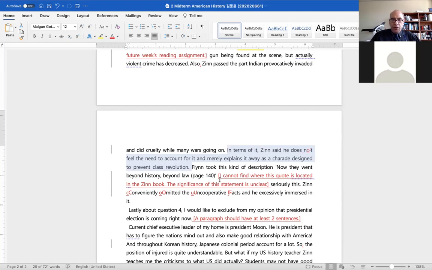Yeah, and I couldn't find where Zinn says that on page 140. Right, I cannot find where this quote is located in the Zinn book, and I'm not certain what you mean by this. Is this page 140 in the Zinn book? Yes, our textbook. Yeah, I checked on page 140 and I can't find it there. Maybe it's in an earlier edition.